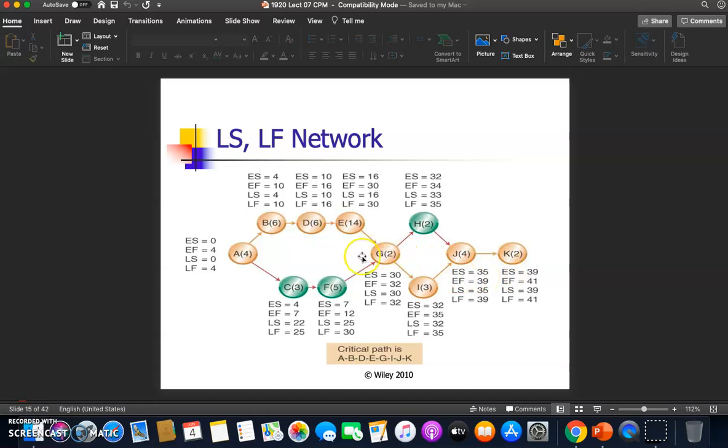However, these activities C, F, and H are non-critical path. So it means we can delay these activities in this section. Okay, look at this section. So why activity C and F? Activity C late start 22, activity F late start 35. So it is because activity G depends on activity F and C.